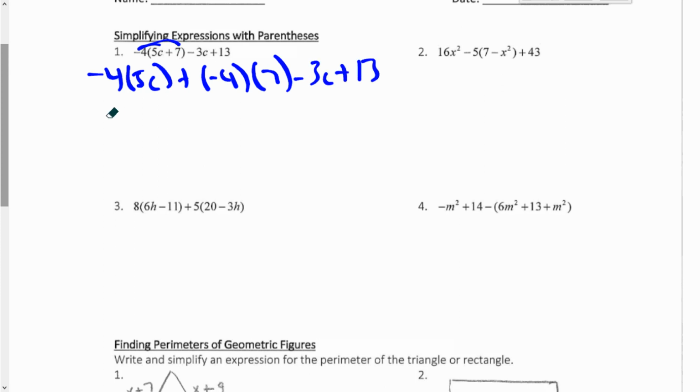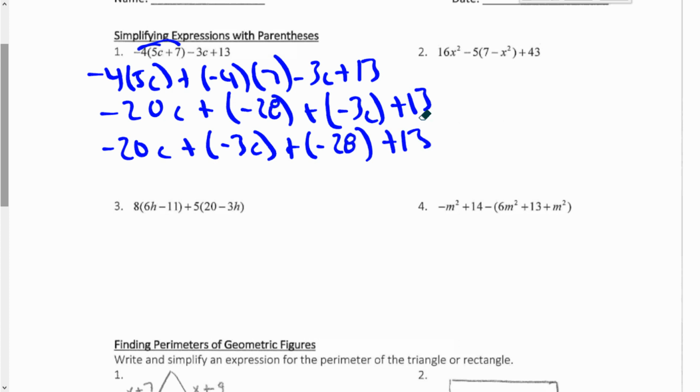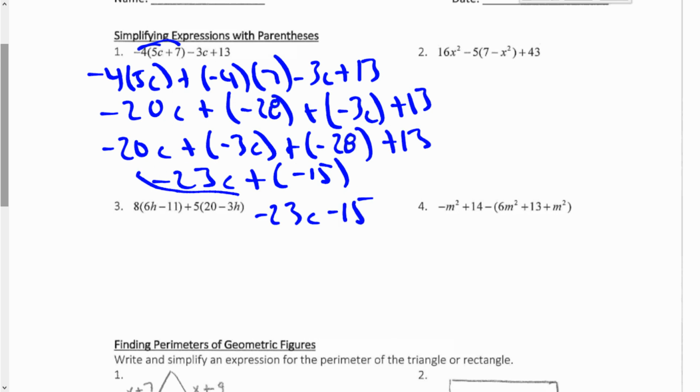So negative 4 times 5c is negative 20c. Negative 4 times 7 is negative 28. And then I want to rewrite that subtraction as addition. And then I have plus 13. Next step, I'm going to write my like terms next to each other. And then I can add. So negative 20c plus negative 3c is negative 23c. And then negative 28 plus 13 is negative 15. Again, I could also write that negative 23c minus 15. Either way, those are the same thing. All right, go ahead and jot that down if you haven't already.